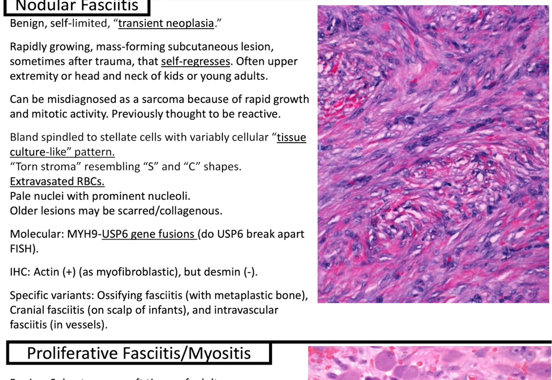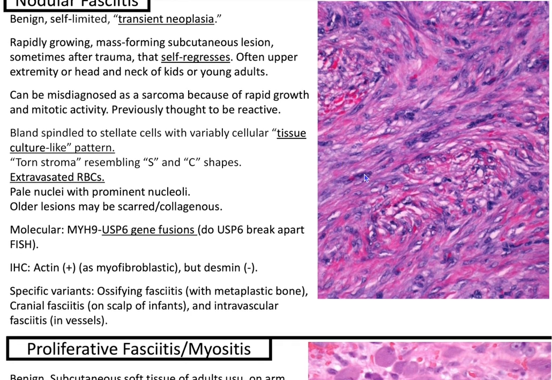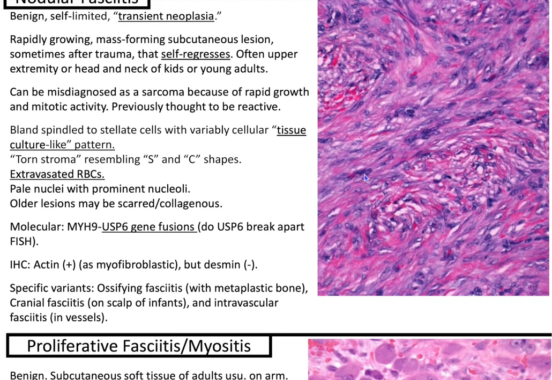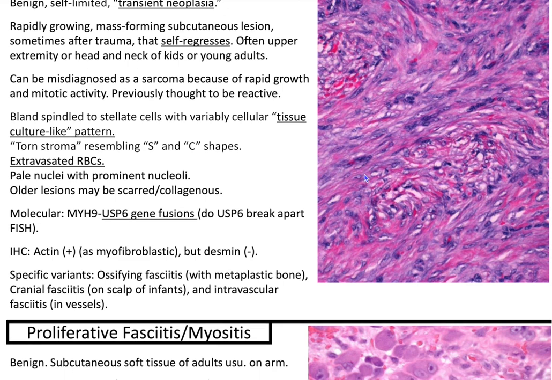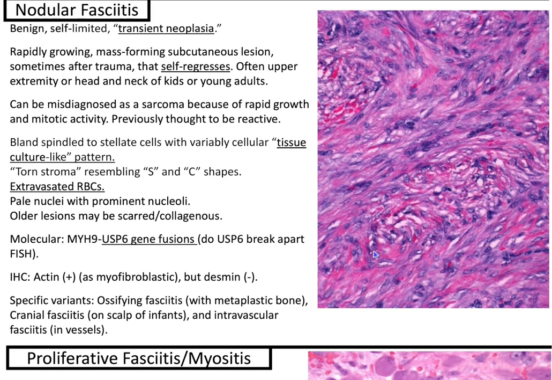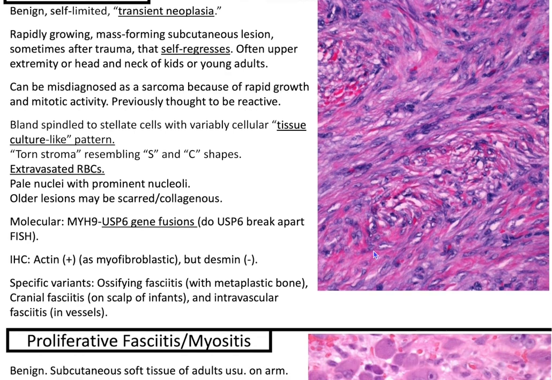Histologically, you'll see a tissue culture-like pattern. You can see extravasated red blood cells, pale nuclei with prominent nucleoli, and you'll see this torn stroma resembling S and C shapes. On IHC, you can get actin, and desmin should be negative. Variants include ossifying fasciitis with metaplastic bone, cranial fasciitis, which is on the scalp of infants, and intravascular fasciitis in vessels.